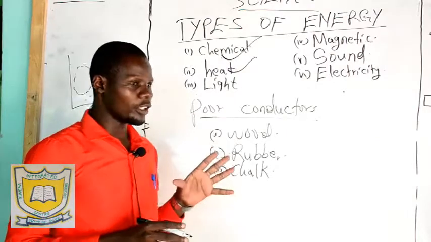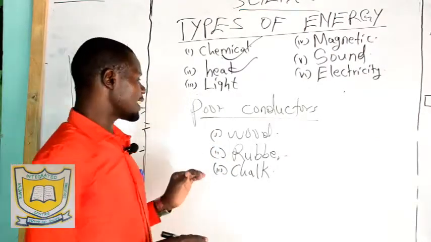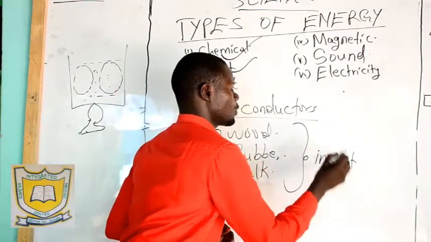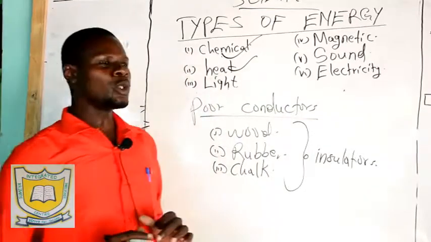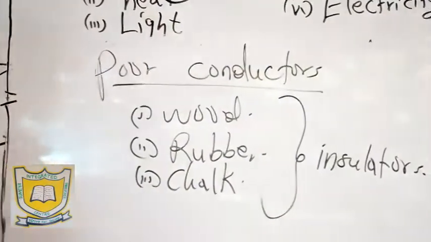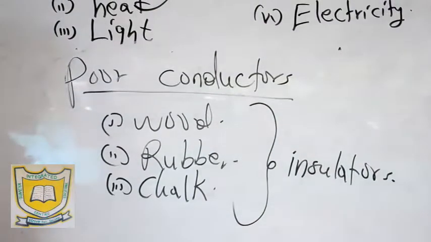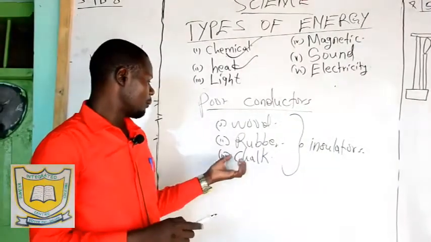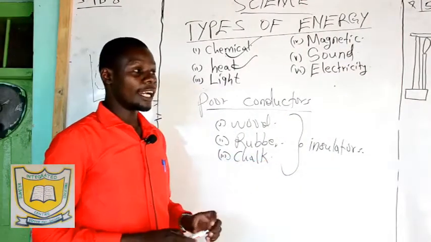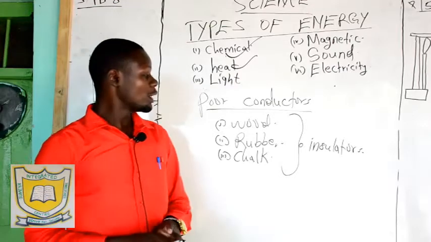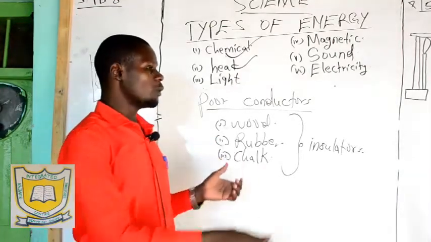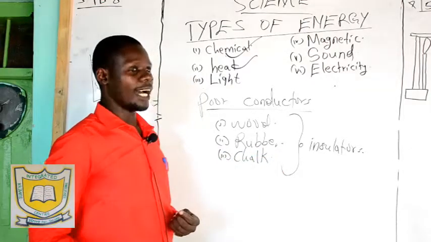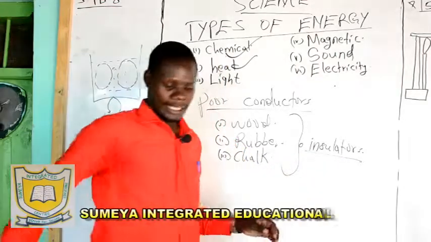So what is their function? You find that they are known as insulators. They are used to form the handles of cooking pans and also cooking sticks. When you are cooking, wood, rubber, and materials made from chalk can be used at the end of the handles to make sure that heat from the frying pan, when you are frying maybe meat, is not reaching your hand. So they are used to make insulators.